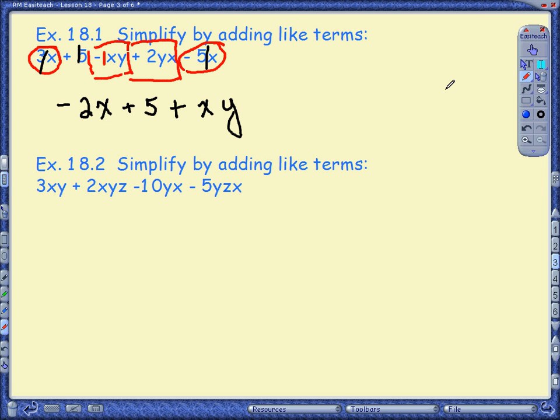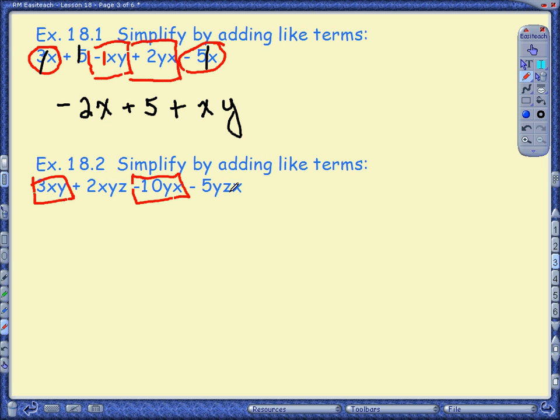Is there anything like that? Well, yes. Negative 10yx is exactly like that. It has an x to the first and a y to the first. Both of them do. So I'm going to add the 3 and the negative 10, and then I would have a negative 7yx.